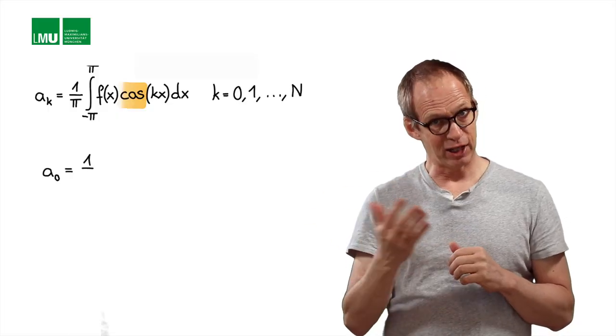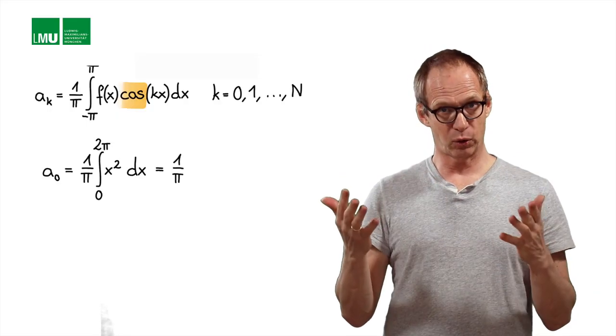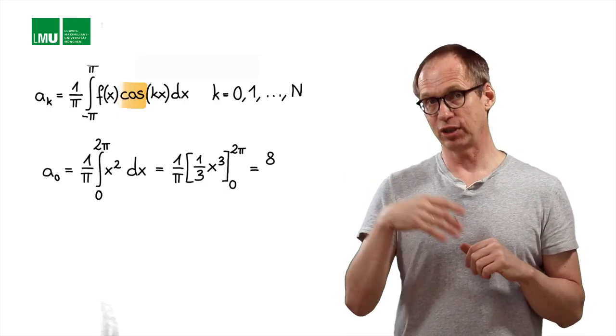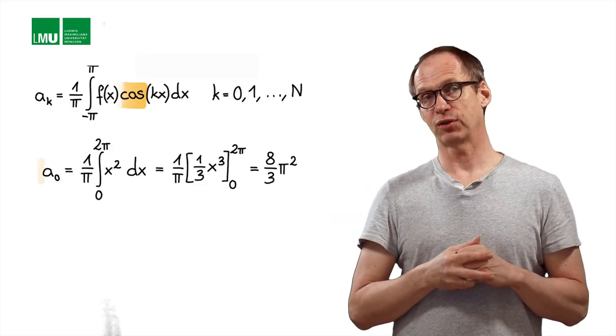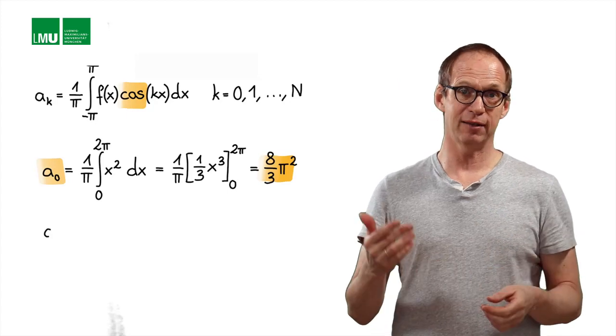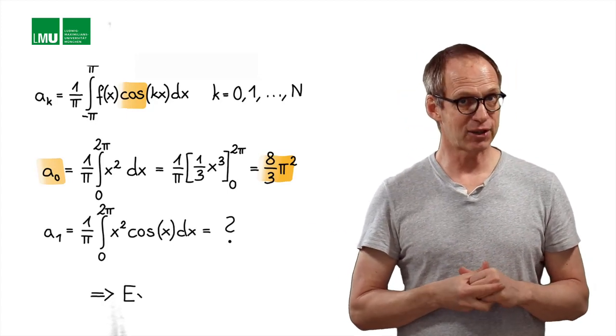calculated by calculating the integral over the function itself over the whole interval. We said before this is the actual arithmetic average, and here is the solution to that. And we continue basically with a1 and then b1, b2, and b3, and this is left as an exercise.